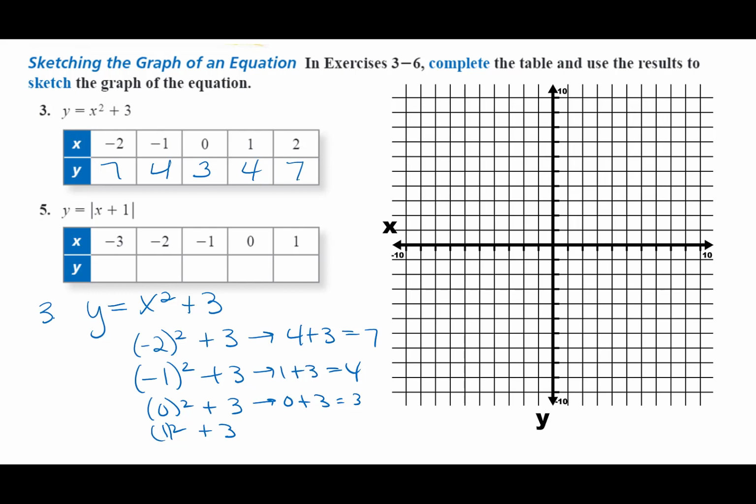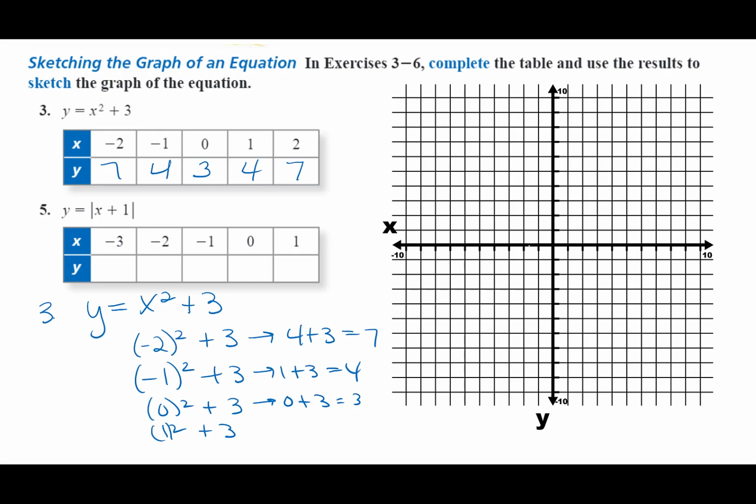Now, interesting, do you see the pattern? It goes 7, 4, 3, 4, 7. It's because the x value is being squared. And so if x is -2 or +2, it's going to result in the same y value. So let's go ahead and graph this one.